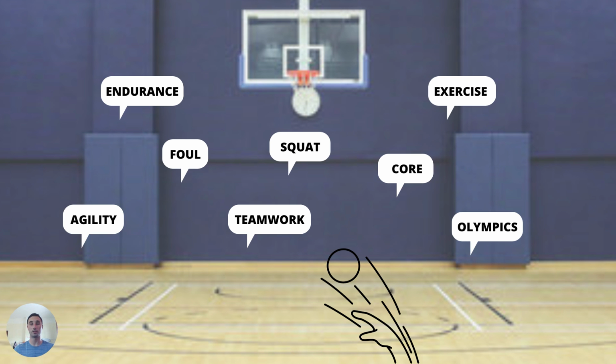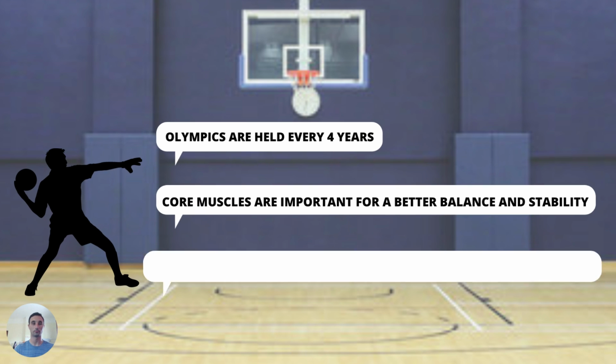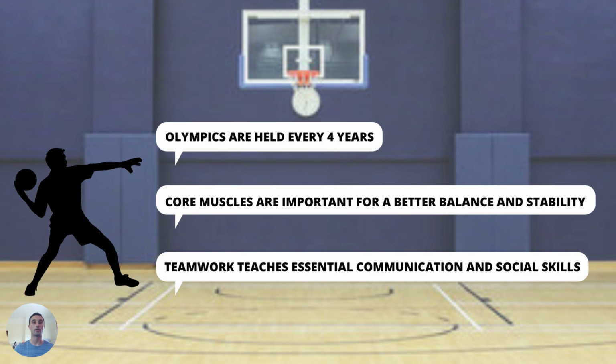Here are 3 examples of sentences using the words Olympics, core, and teamwork. Olympics are held every 4 years. Core muscles are important for a better balance and stability. Teamwork teaches essential communication and social skills.